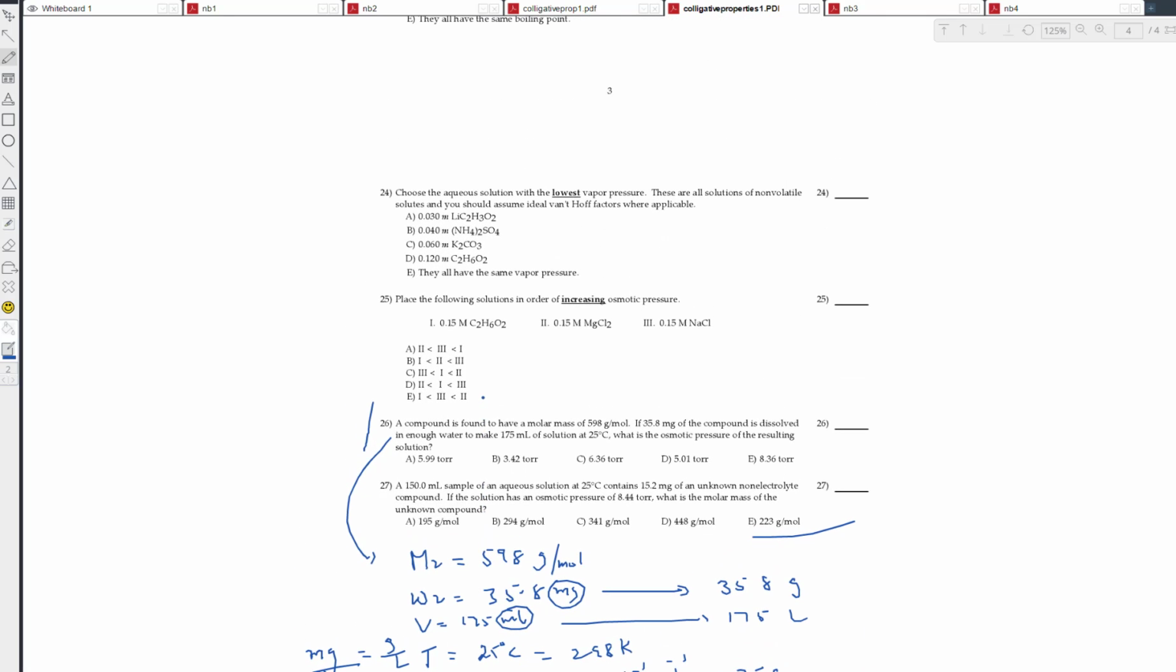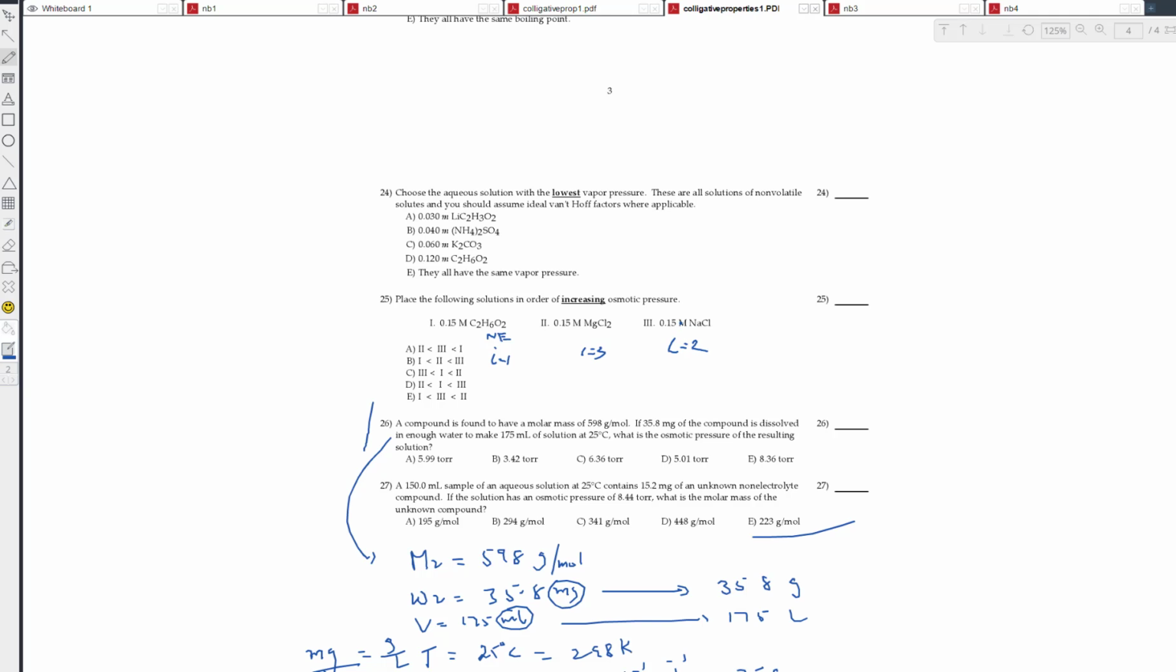Now try this one. Place the following solutions in order of increasing osmotic pressure, from lower to higher. You go with the lowest one first, and the highest will be at the end. First of all, check whether they are electrolytes or non-electrolytes. It looks like this one is a non-electrolyte, so I is equal to 1. Here we have I equal to 3. Here we have I equal to 2.